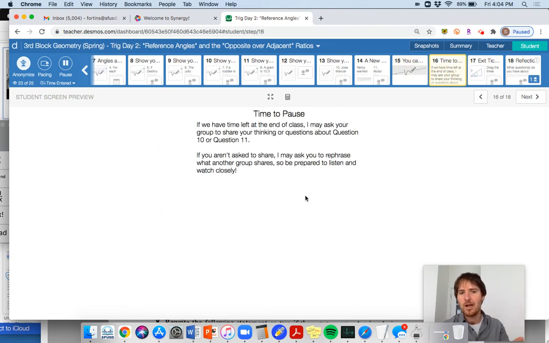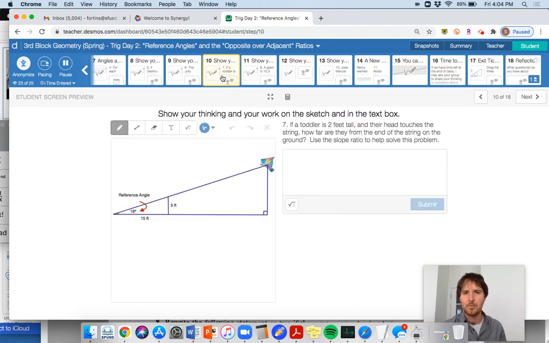Time to pause, share ideas, slides 10, 11. To go through both of them, I didn't do the toddler with you guys. I think you'd be able to figure this one out here. So what are you going to have to do here on this one? 2 feet tall. Well, if we're 2 feet, okay, well, 15 getting to 5, hey, it goes both ways. I can divide this by 3 to get whatever this is here, the 5.